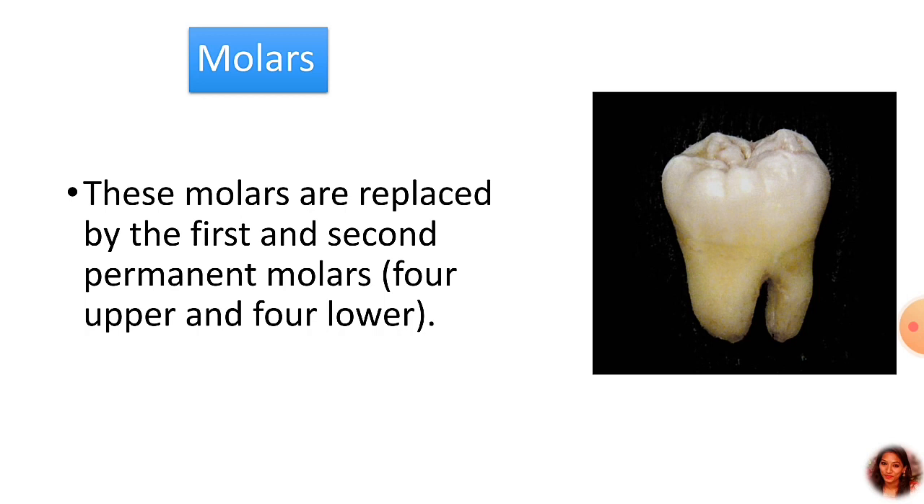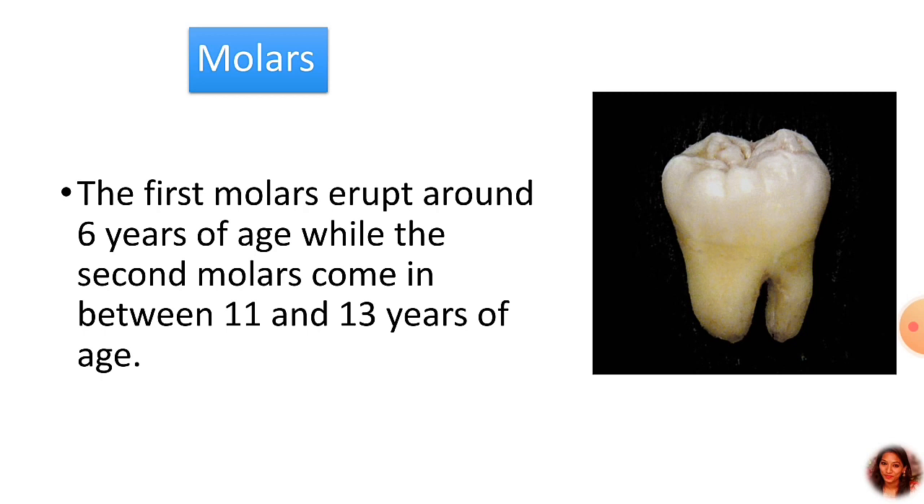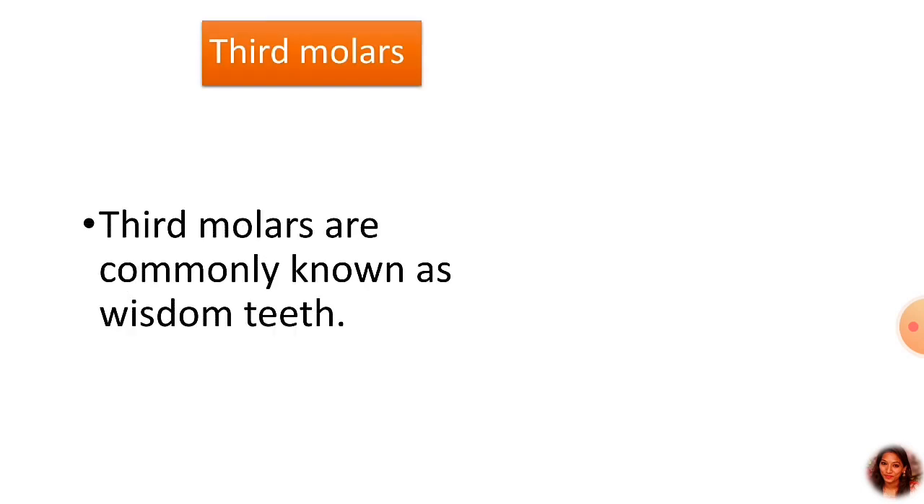So 4 upper and 4 lower, in total they are 8 in number. The first molars erupt around 6 years of age, while the second molars come in between 11 to 13 years of age. So that is the difference between the molars and the premolars.